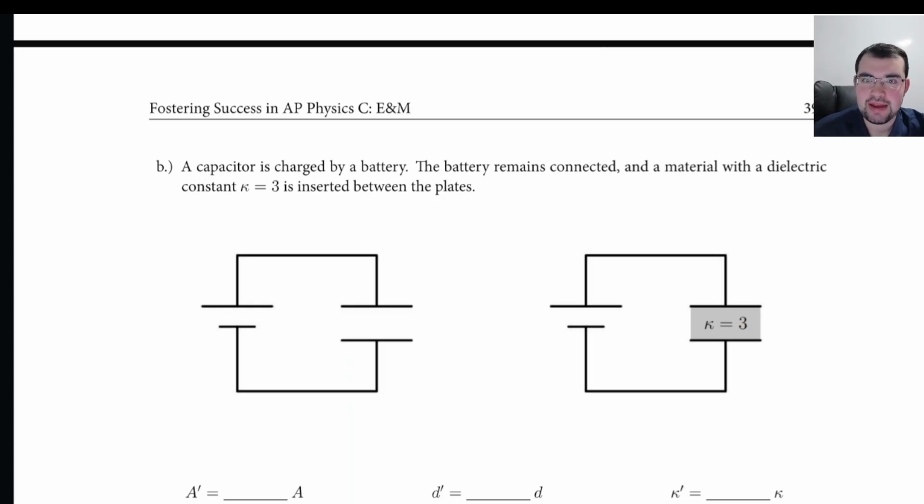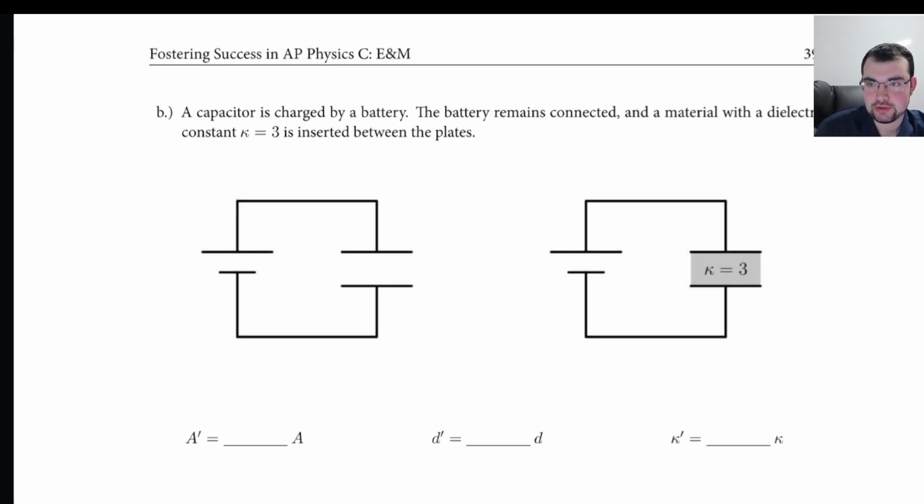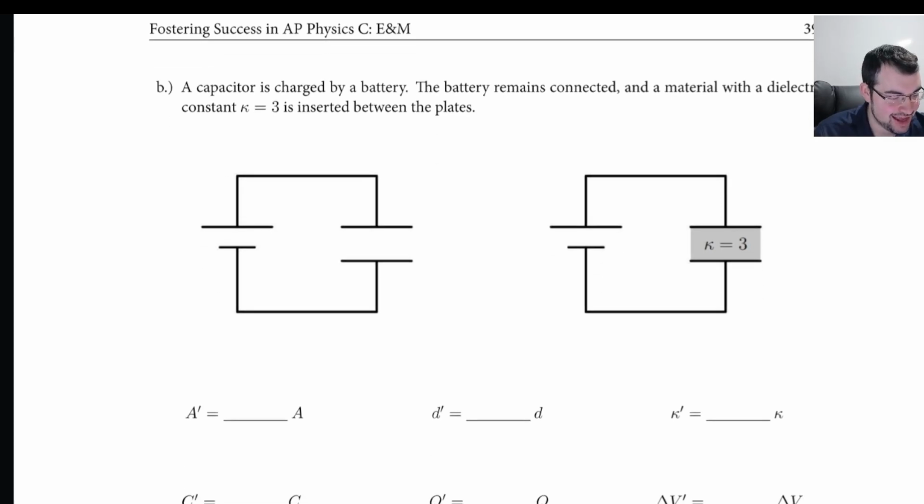Okay, so now we have the case of a capacitor connected to a battery. So we have a capacitor that's connected to a battery, it's charged by the battery, remains connected, and then we insert a dielectric between the plates. So the fact that the battery remains connected tells us it's not the charge that's constant, but it is the voltage, delta V.